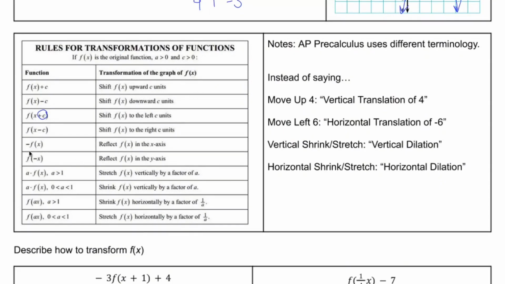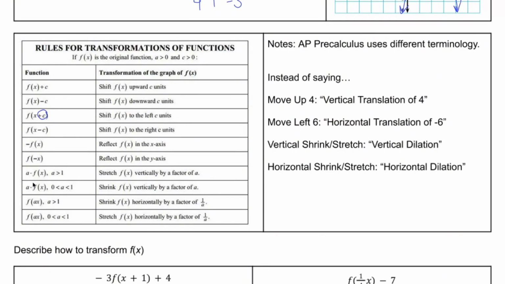Okay, if you throw a negative in front of the entire function, what you do is you just reflect it over the x-axis, which essentially flips it upside down. If you throw a negative in front of all of your x values, what you do is you reflect it in the y-axis, which means you kind of flip it sideways.